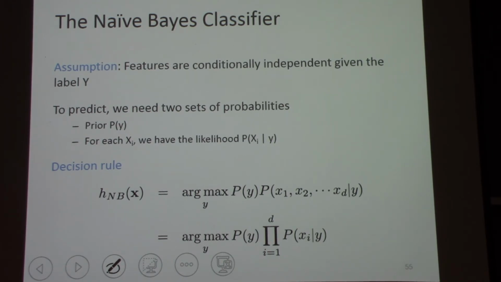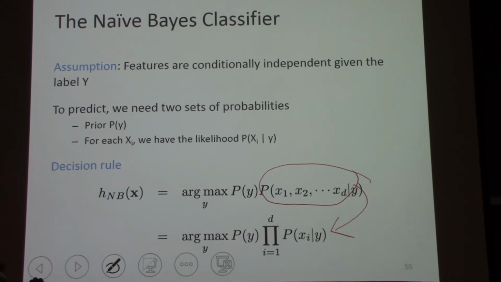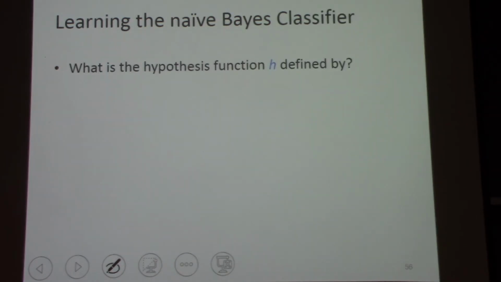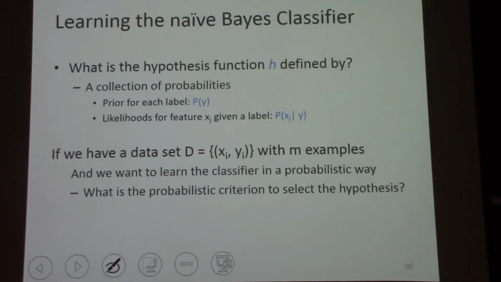This term here, the likelihood, we are assuming that it's equal to this product. Okay? And this is the classifier. The naive Bayes classifier is exactly this. It takes some input X and produces a label using this rule. So the function H is completely specified if I give you the priors and the likelihoods.